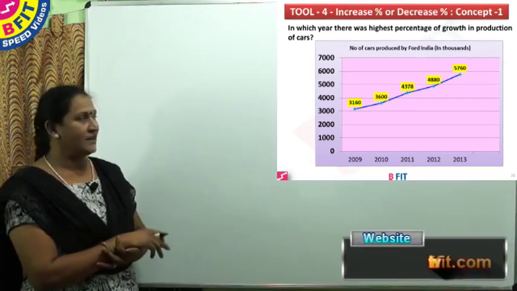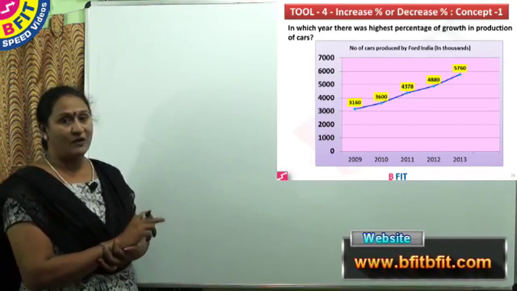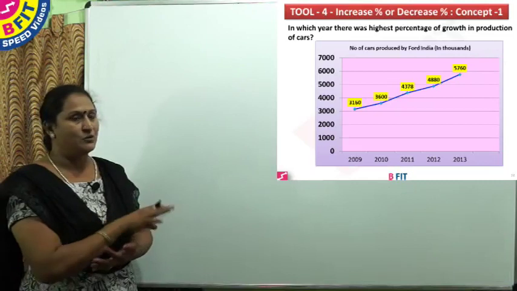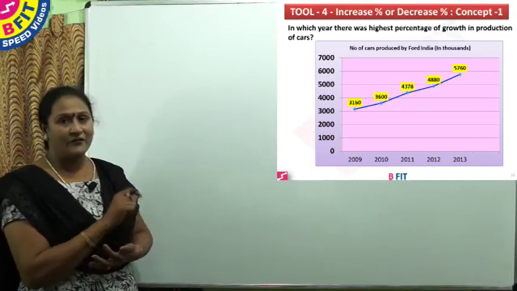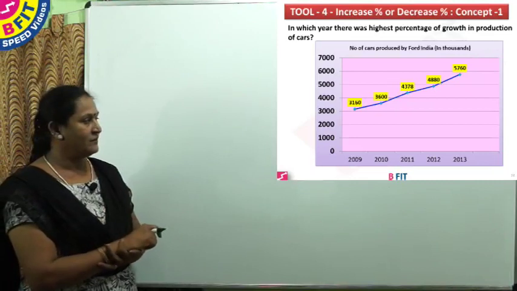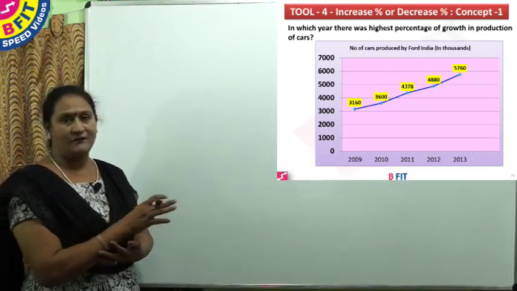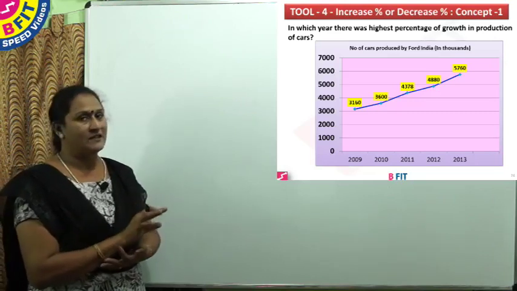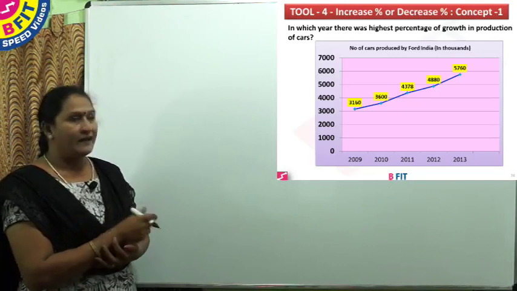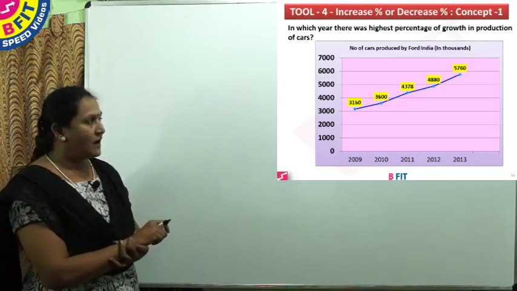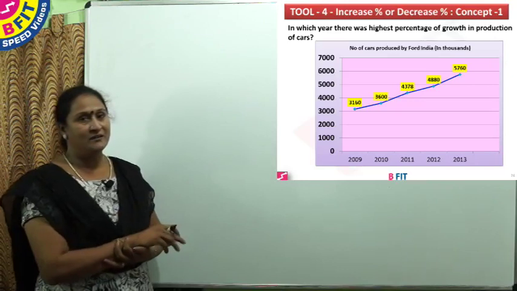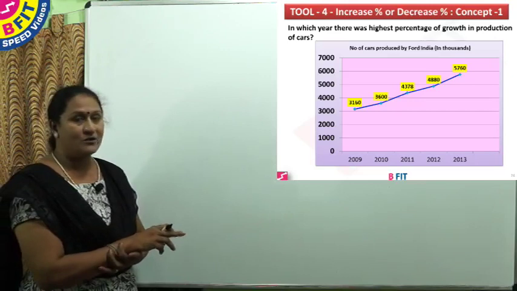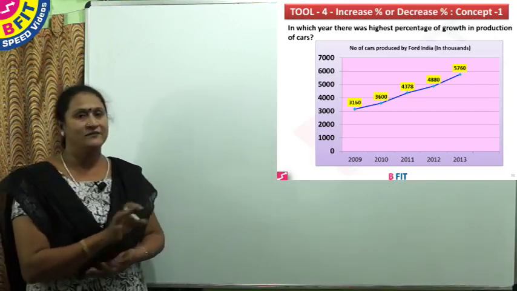Just by seeing this data, it is very difficult to find. So you have to find the increase percentage, that is, the difference divided by the smaller value. As I told earlier, using that format, you have to find the increase percentage for every year, from 9 to 10, 10 to 11, 11 to 12 and 12 to 13, and check which year the percentage is higher. It takes time to do for every year, and I'll tell you how you can find the increase percentage easily. So we'll see the working.